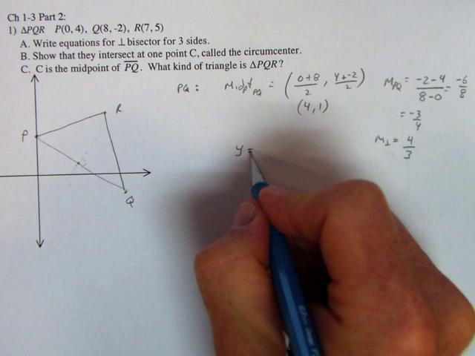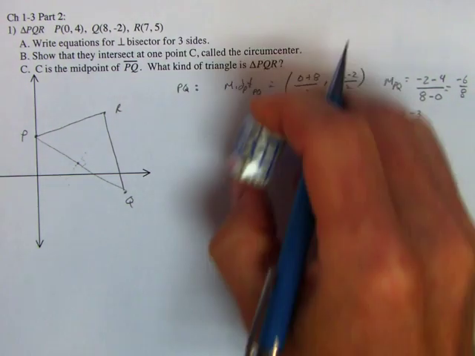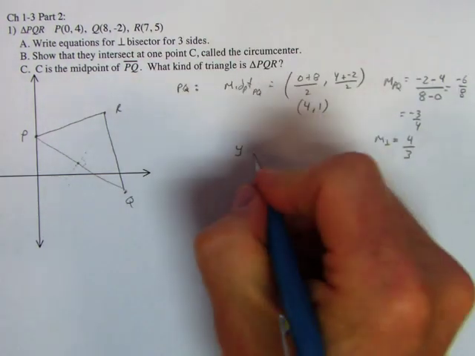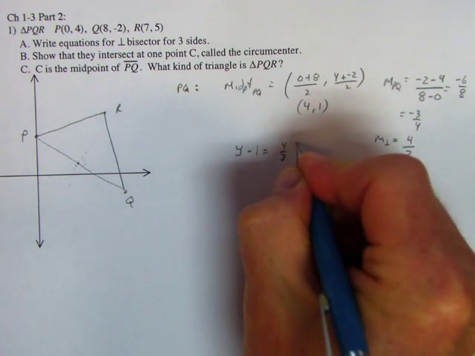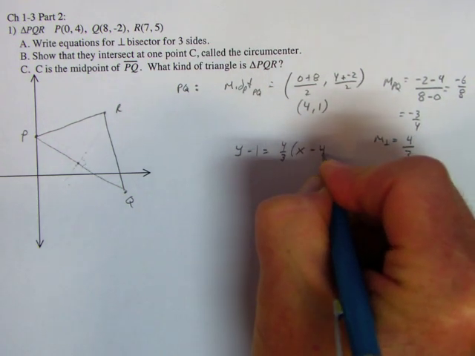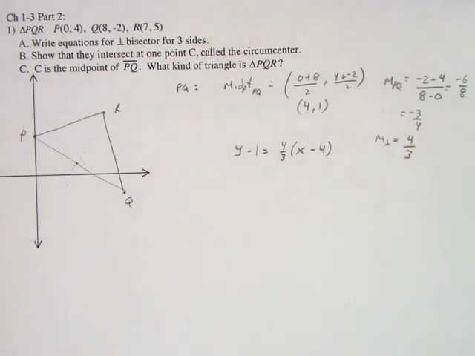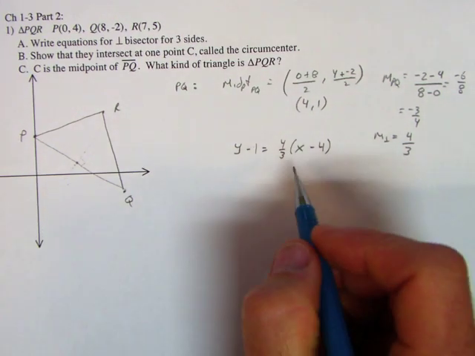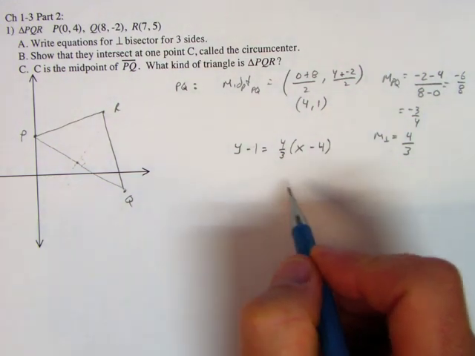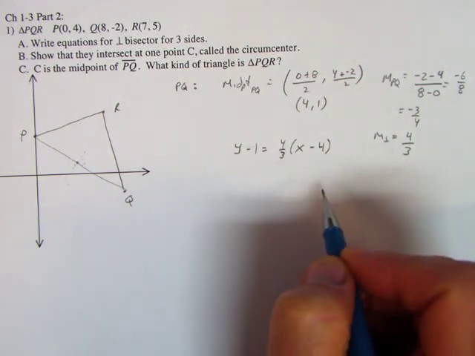Now the equation of this line, we're just going to plug it in. y minus 1 equals 4/3 times x minus 4. Now it's going to be easier for us when we get to part B, show that they intersect at one point, to put this in standard form. Since I haven't done that yet, let me take the time to do it right now. How would I go about putting this in standard form? Remember, standard form is ax plus by equals c, where a, b, and c are integers.